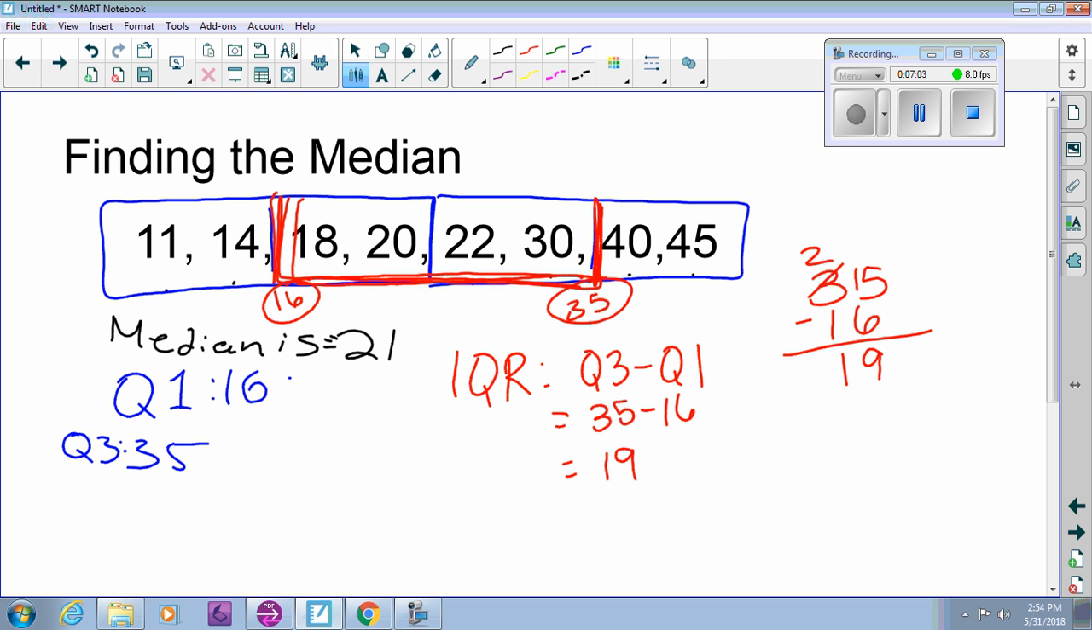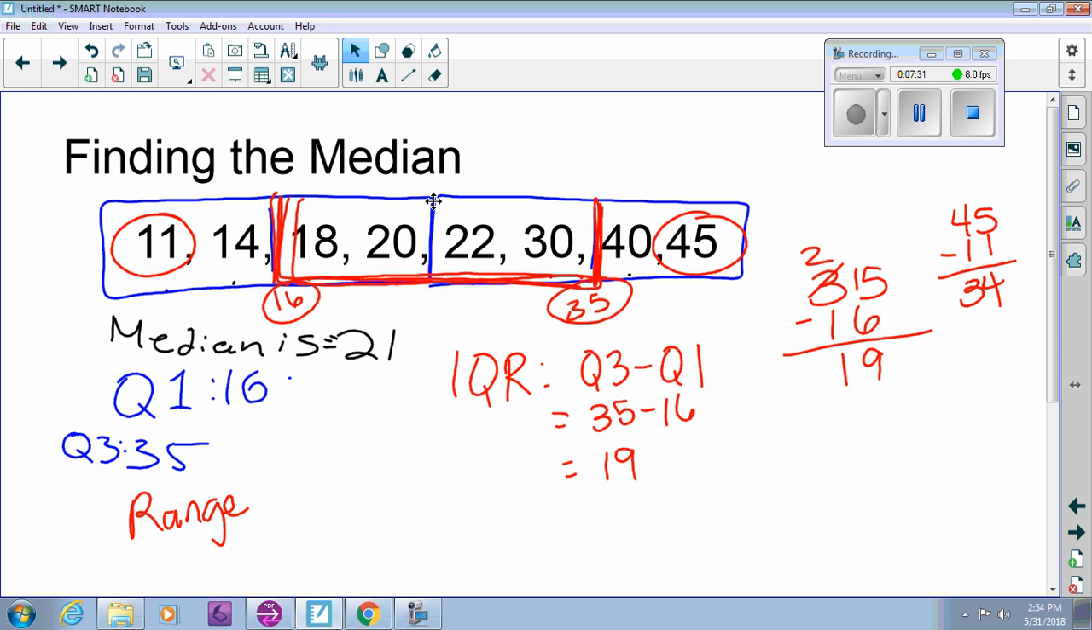To find the overall range, you would take your high and low numbers and subtract those. So you'd have 45 minus 11, which is what, guys? 45 minus 11. 34. Very good. Anyway, the range is 34. We're going to pause this and move to our next review question.